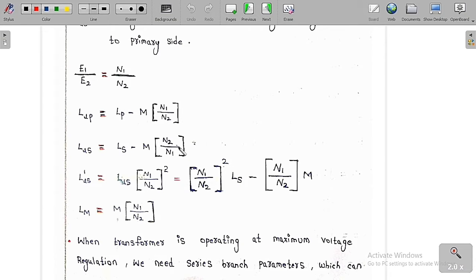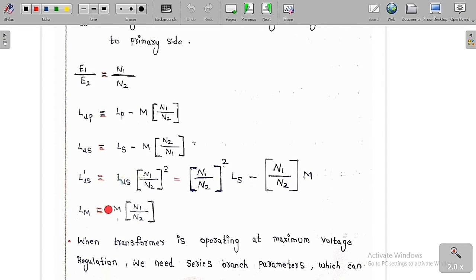So E1 by E2 is equal to N1 by N2, LLP is equal to LP minus M into N1 by N2, LLS is equal to LS minus M into N2 by N1, and LLS dash is equal to LLS into N1 by N2 whole square. If we substitute this formula here, we get N1 by N2 whole square into LS minus N1 by N2 into M, and LM is equal to M into N1 by N2.